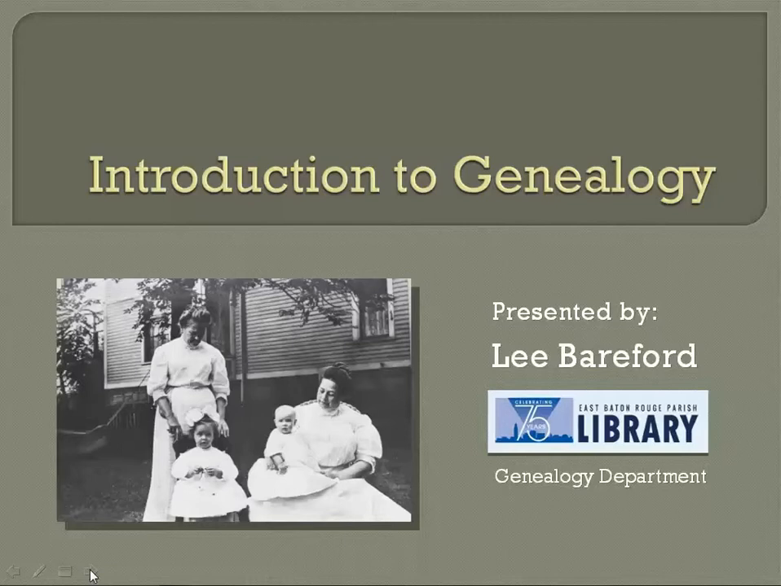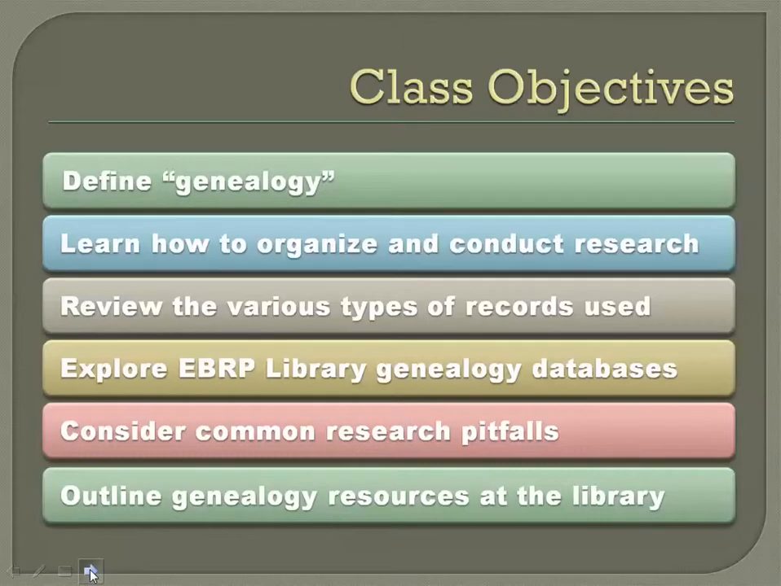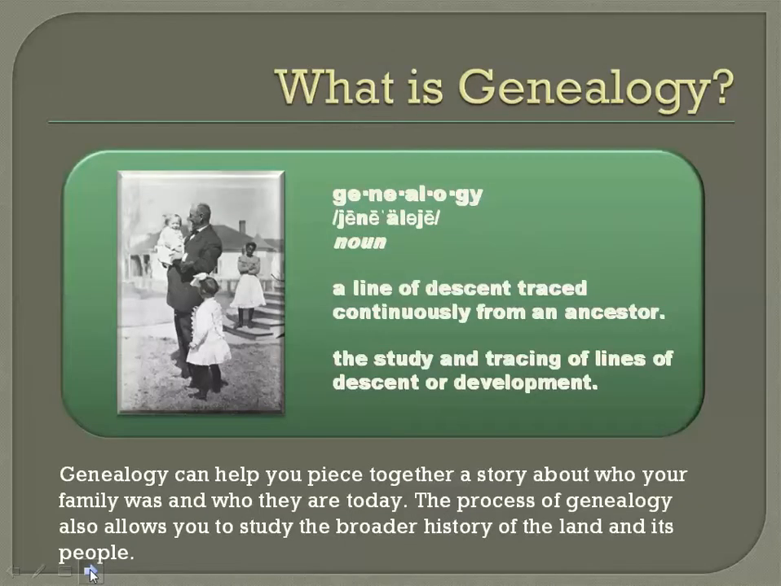We'll accomplish several objectives today, so let's take a look at a list and see what we will accomplish. Today we'll define genealogy, which has a definition that's a bit more broad than one might expect. We'll learn how to organize and conduct research. We'll review the various types of records used. We'll explore the East Baton Rouge Parish Library genealogy databases, so you'll be able to take your research online using computers. We'll consider common research pitfalls, and finally we'll outline the genealogy resources that are available to you here at the library. Let's start with a definition of genealogy.